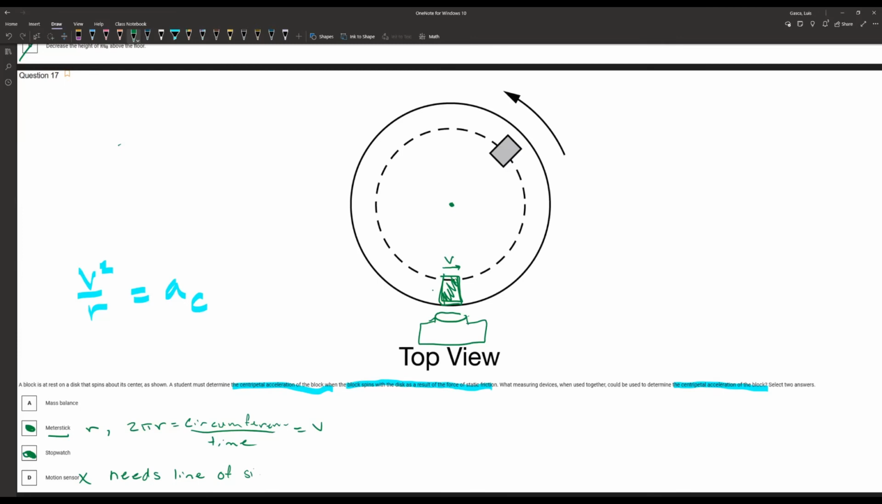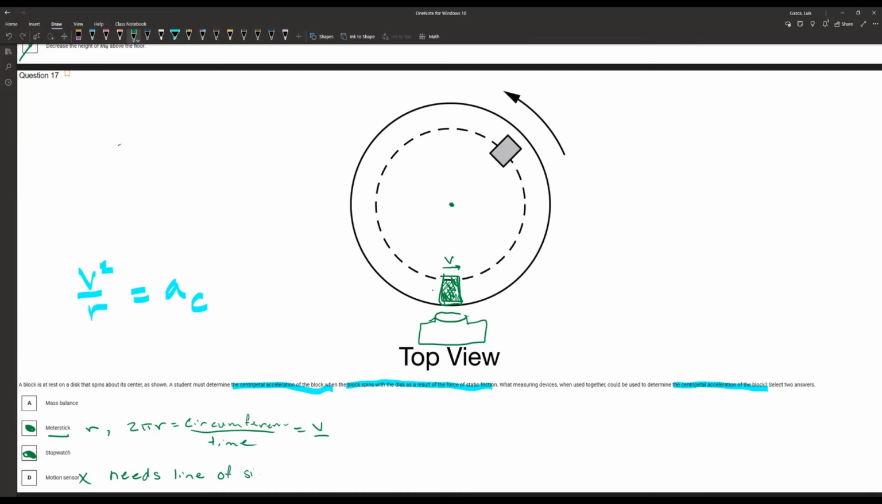If we were really clever with a motion sensor and a stopwatch, we could make it work. But the College Board is saying that the meter stick and the stopwatch work best because you can get the circumference and the time, and that'll give you a good measurement for the velocity. The motion detector will only be able to give you an average velocity in this instant at best.